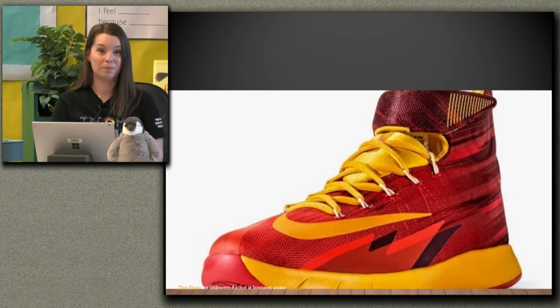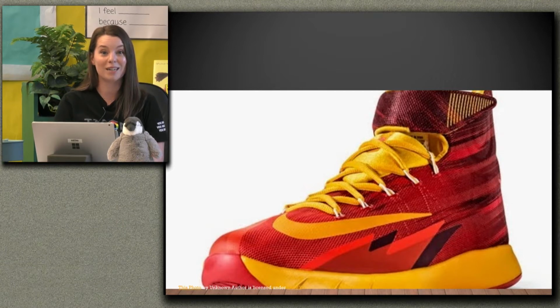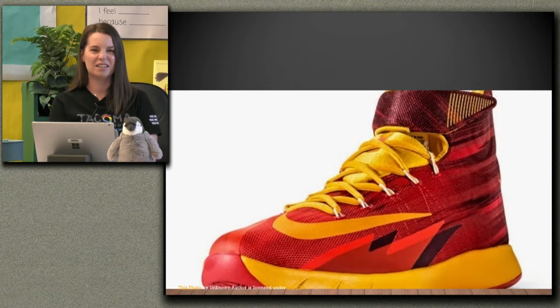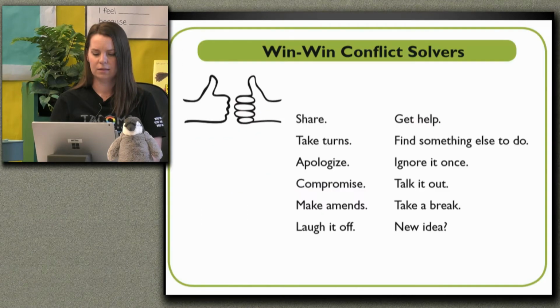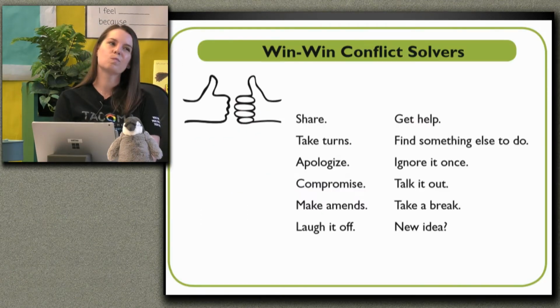Here's one more. A student shows up at school with brand new basketball shoes, and they're red and bright, and they make her feel like she's really fast. Someone in her class says, "Those shoes are ugly. They don't make you fast." How could we solve this conflict? Have some think time.